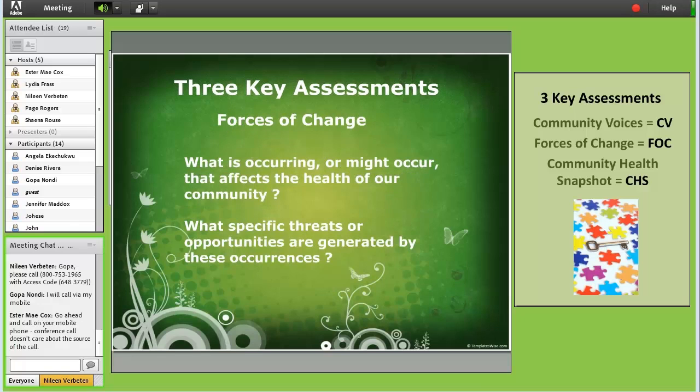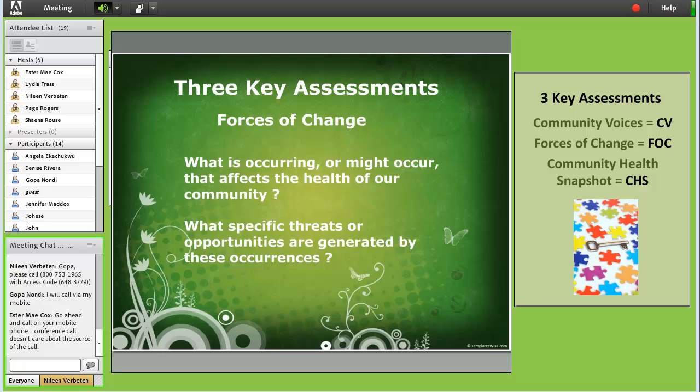The Forces of Change assessment is designed to help participants answer these questions: What is occurring or what might occur that affects the health of our community, and what specific threats or opportunities are generated by these occurrences? And this is really engaging in a brainstorming session identifying forces, trends, factors, or events that are or will be influencing the health and quality of life in the community.